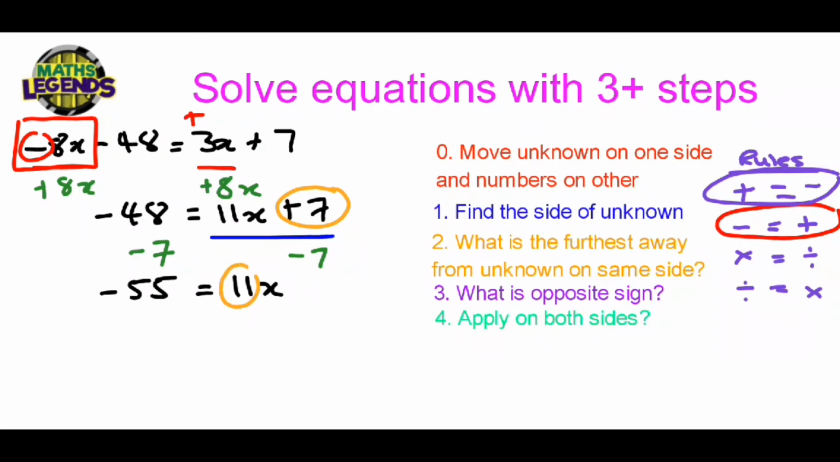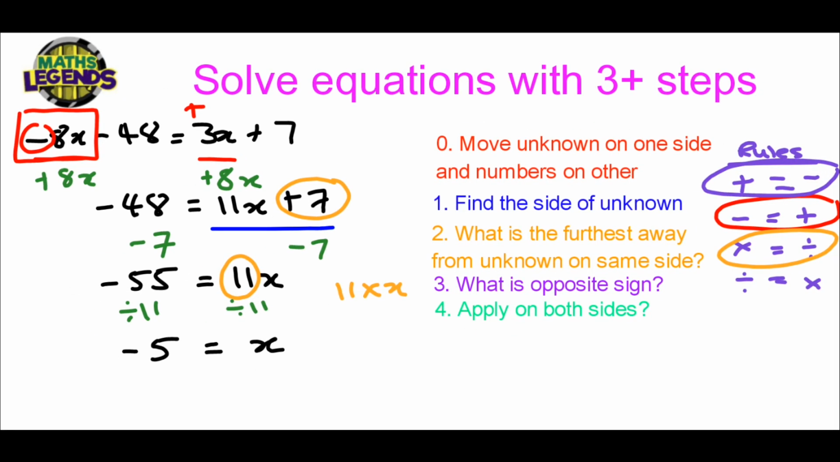Now we need to get rid of the 11 that's in front of the x using the same rules. Now 11x is the same as 11 times x. So using our rules, the opposite is going to be a divide. So we divide both sides by 11 and we simplify. So minus 55 divided by 11 is minus 5. 11 divided by 11 is 1, so it's just x. So minus 5 equals x.